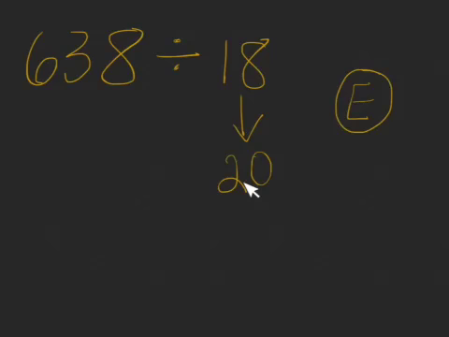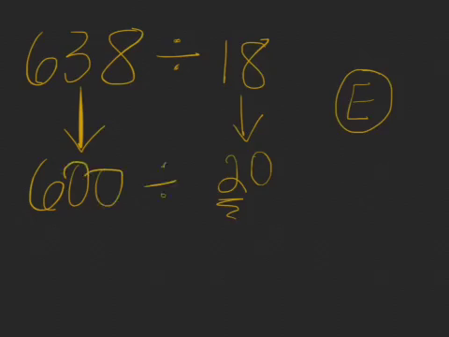So 20, and now I'm looking at 638, and I want to find something that's going to be compatible with 20, or with 2. If I want this to be a 30-second mental math estimation problem, I'm thinking 600 divided by 20. Okay, so I've got my digits. 6 divided by 2, or 2 times what is 6? That would be 3.